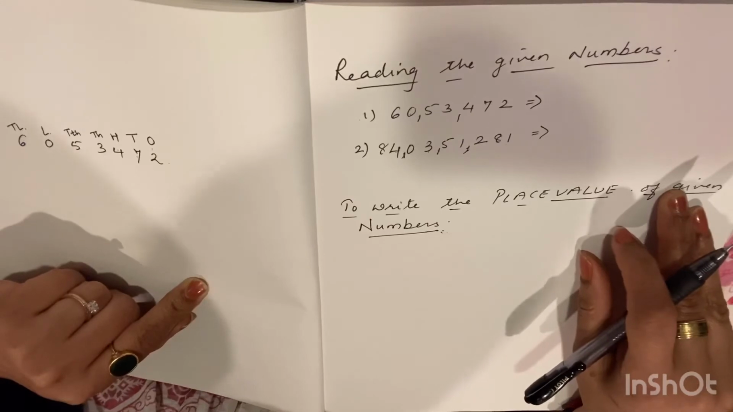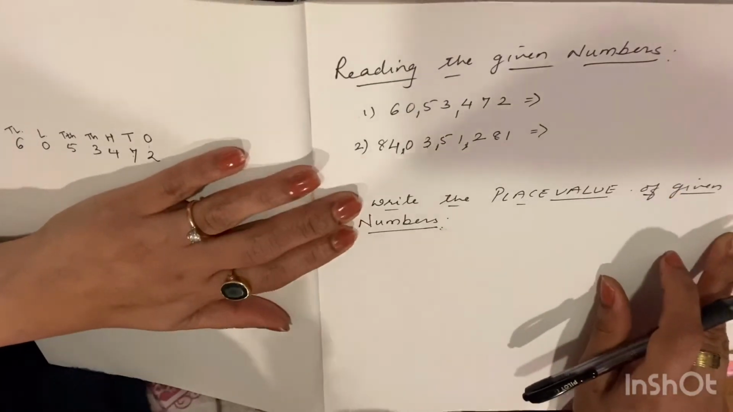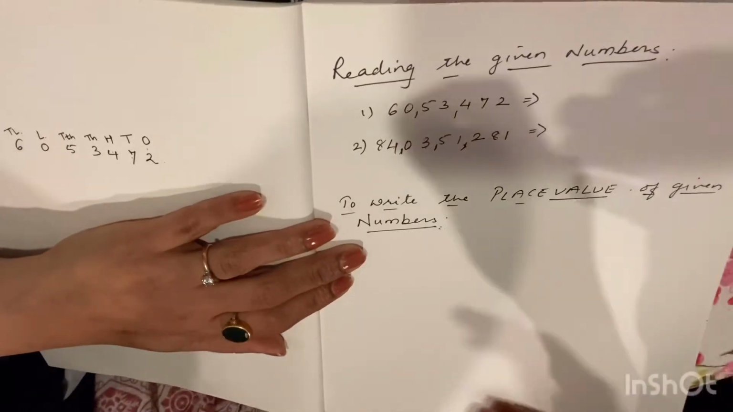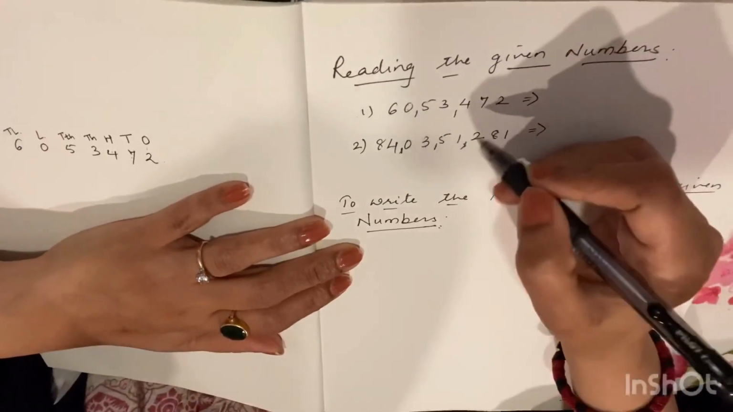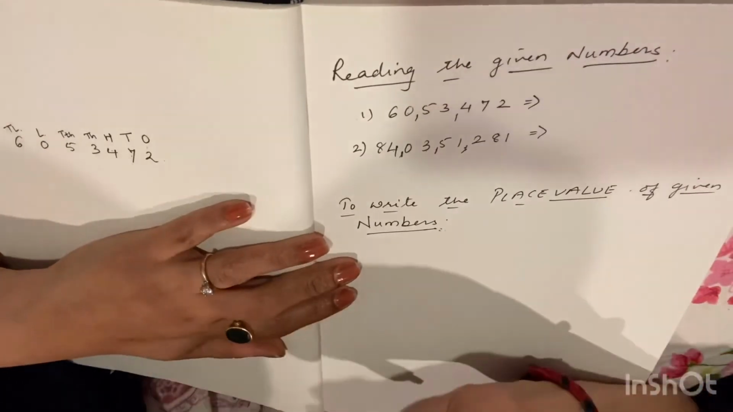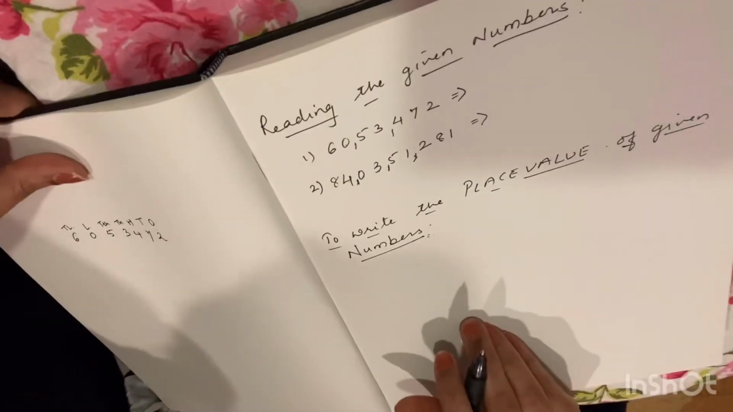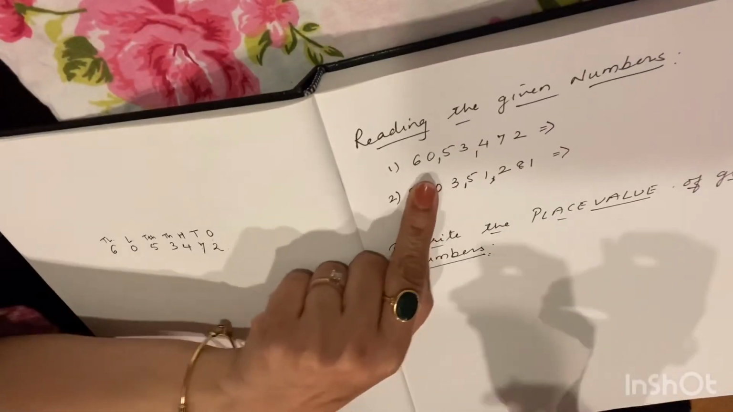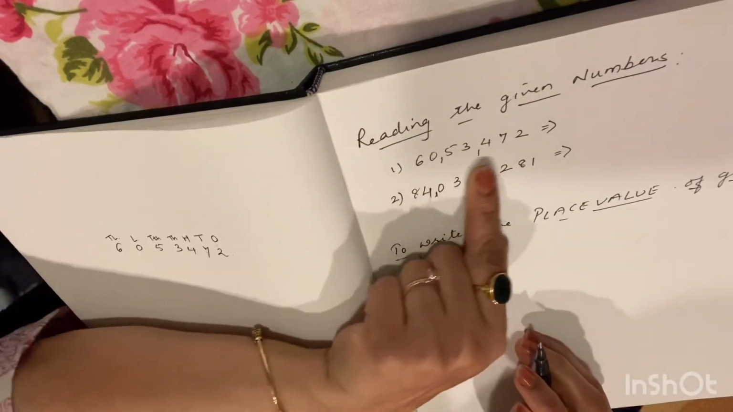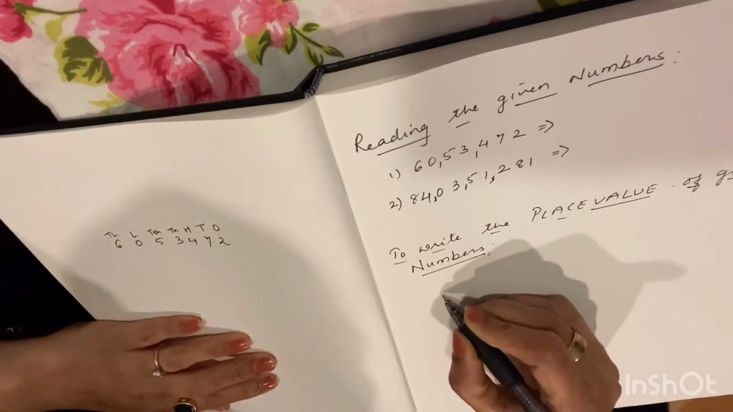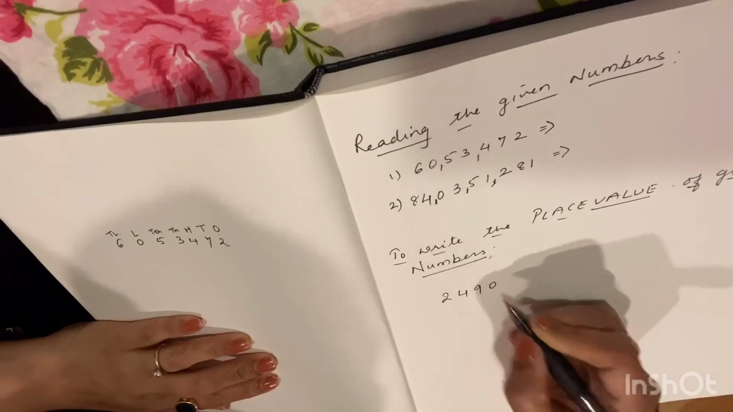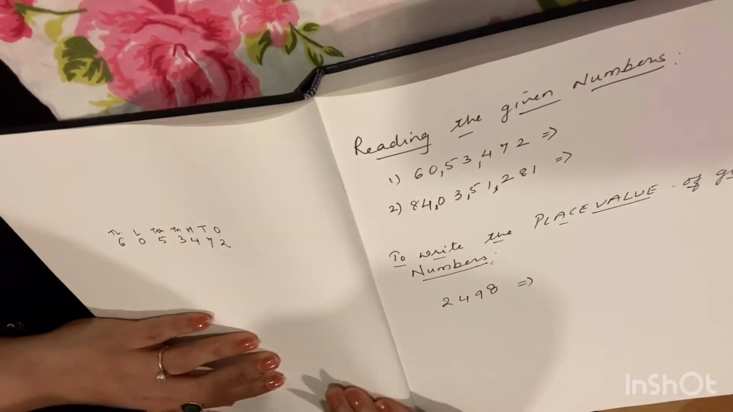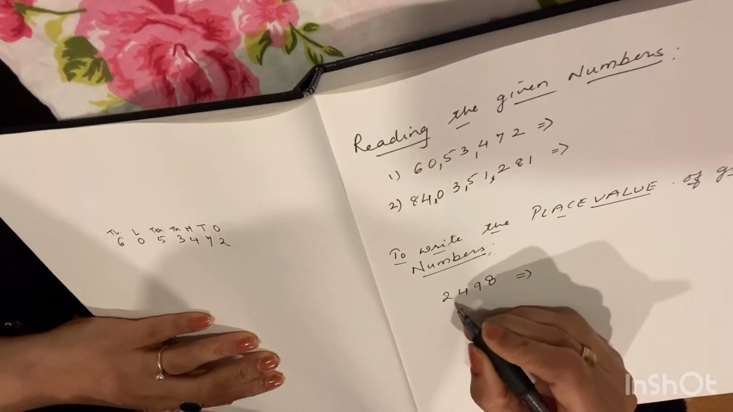I hope this is clear to you, and further in this lesson we will see how to write the place value of the given number. If we talk about this given number, to write the place value is again very easy. I will just share a little trick to you on how to write the place value of the given number. If I have to write the place value of a big number, let us start with a small number. If I have to write the place value of 2498, this is ones, tens, 100 and 1000.